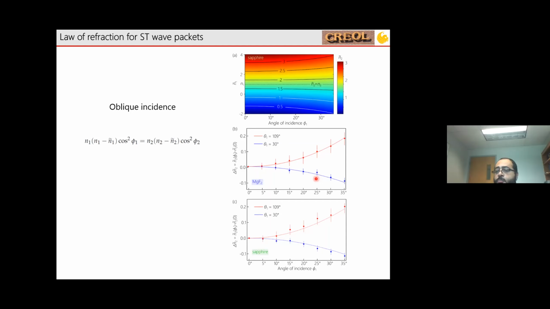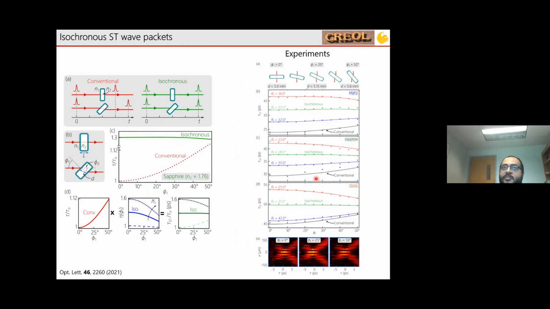The subluminal regime is the interesting one because in that case, the group velocity in the second medium can increase with angle, which can allow us to demonstrate some very intriguing effects. The first one that just got published in Optics Letters, something we call isochronous space-time wave packets.